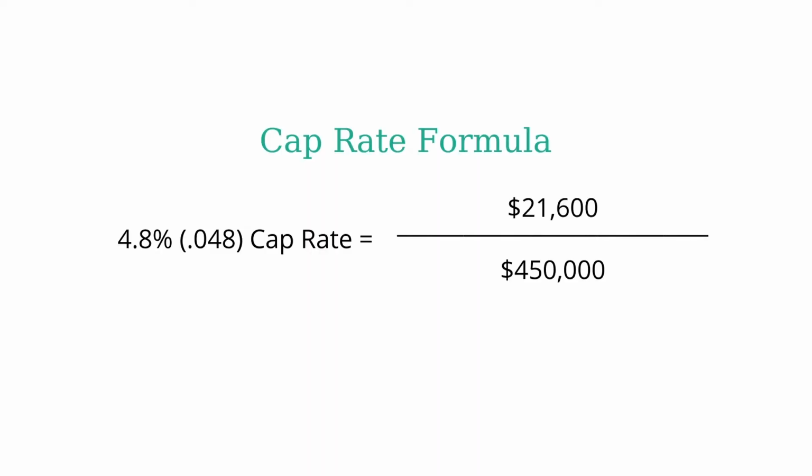So remember the original cap rate equation here. We divide our net operating income, $21,600, by the price, $450,000. Calculator will show you 0.048, but we represent cap rate as a percentage, so we move the decimal point over 2 spaces. That gives us a 4.8% cap rate. That's pretty average for Brookline right now, in line with the market anyway.